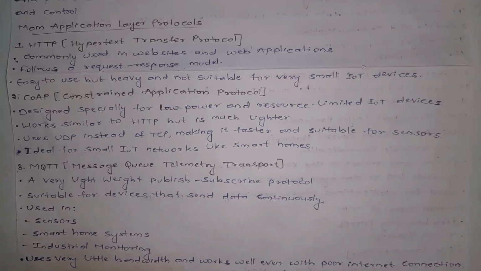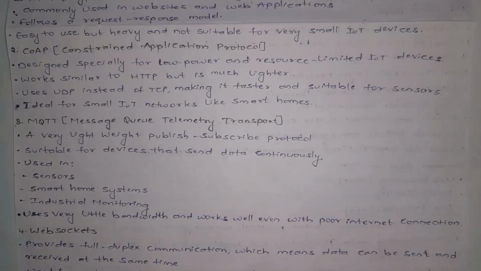And the third one is MQTT, where MQTT stands for Message Queue Telemetry Transport. It is also a very lightweight protocol. If an IoT device wants to send data continuously, in that situation it can use the MQTT protocol. This protocol is used by sensors, smart home systems, industrial monitoring, etc.